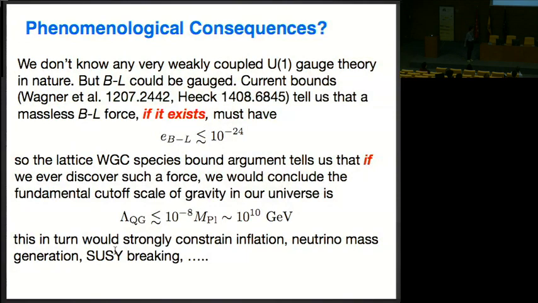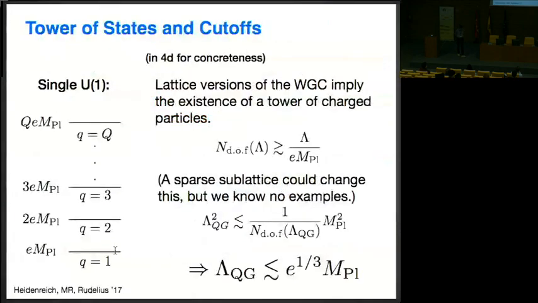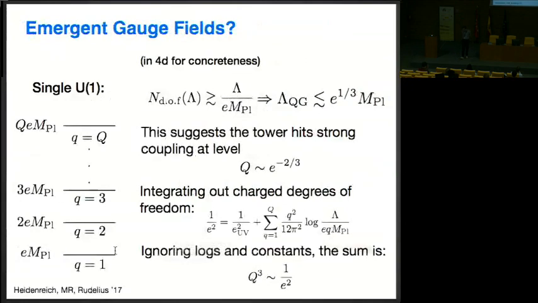And so conventional GUT physics, conventional neutrino seesaws, lots of inflation models just wouldn't make any sense. So, of course, I think it's not very likely that we'll find a B minus L gauge boson with such a tiny coupling. But if we did, it shows you that this conjecture has some utility.